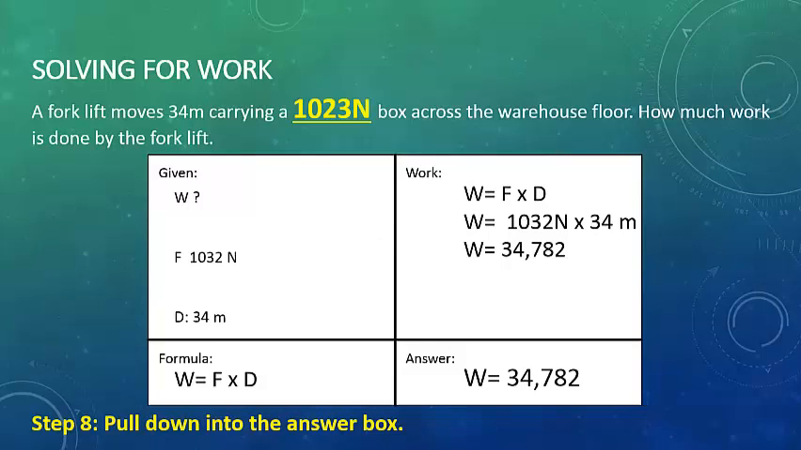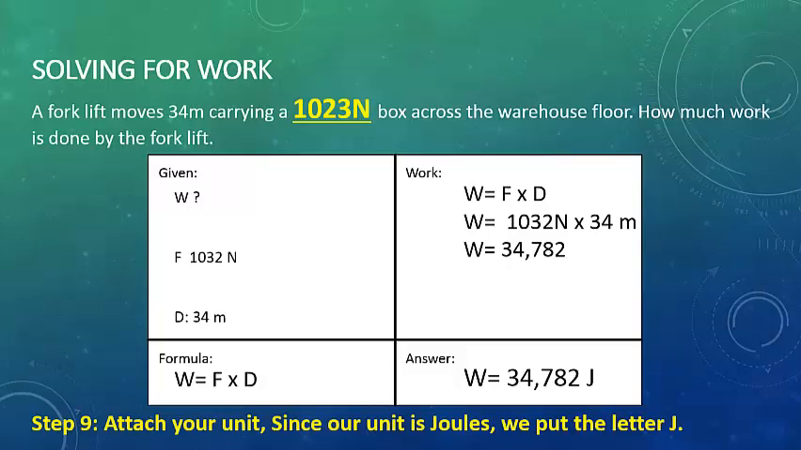So we pull that down, and work equals 34,782. Now, there's a problem here. We don't have our unit yet. And you know, we don't like naked numbers. So now, we have to attach our unit. As we discussed, the unit that we use is joules, so we put the letter J.